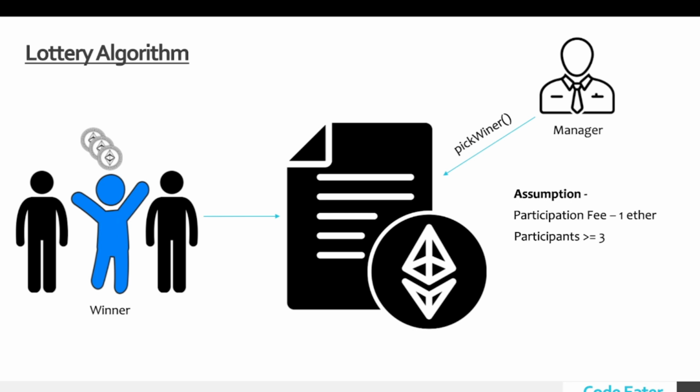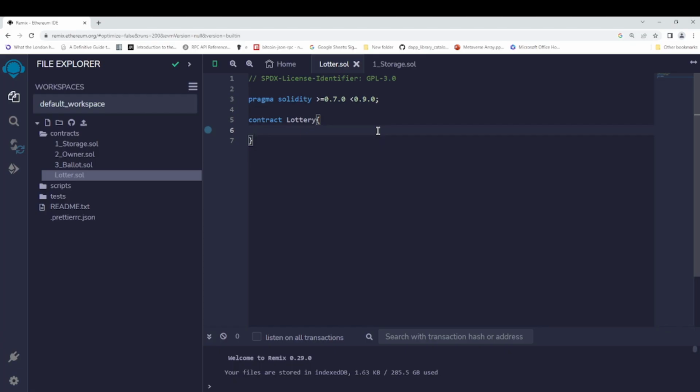So this is how we implement our lottery smart contract. Okay, so this is the algorithm, and now it is time to create our lottery smart contract from scratch. Now let us start with the development of our lottery smart contract. Let me zoom in a little bit.